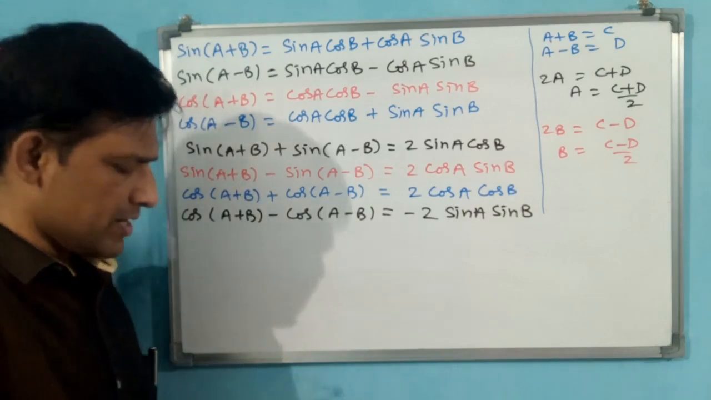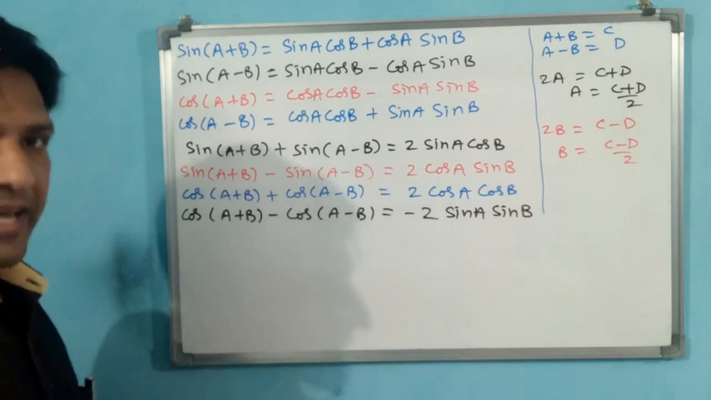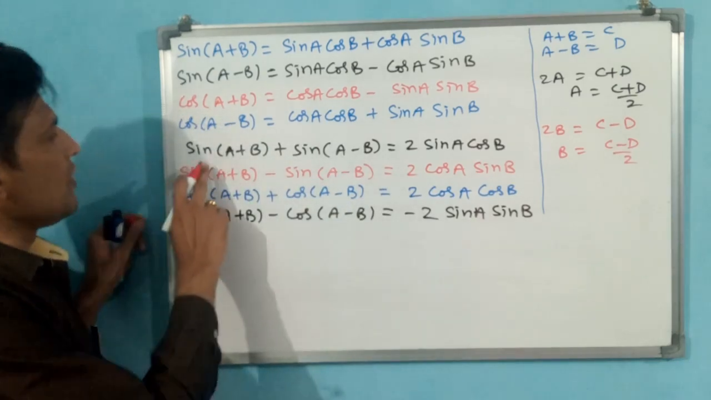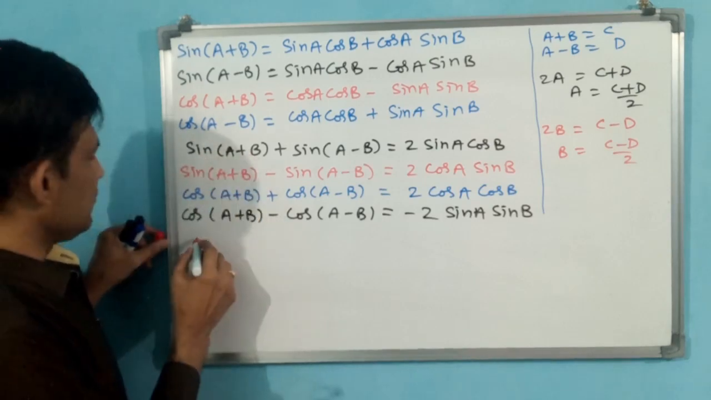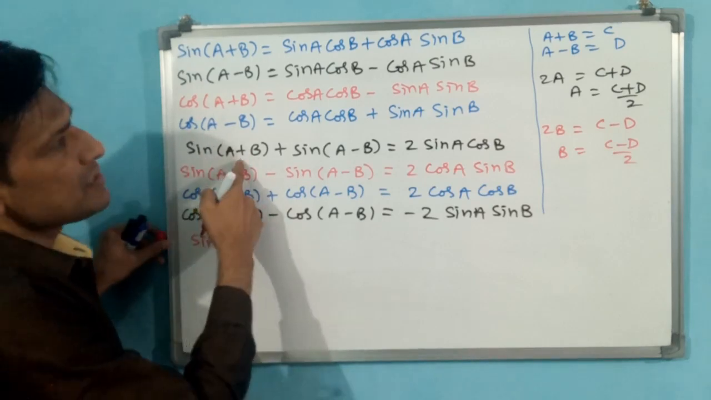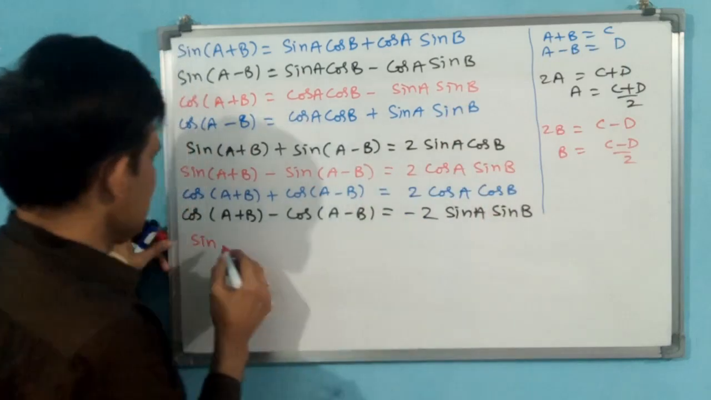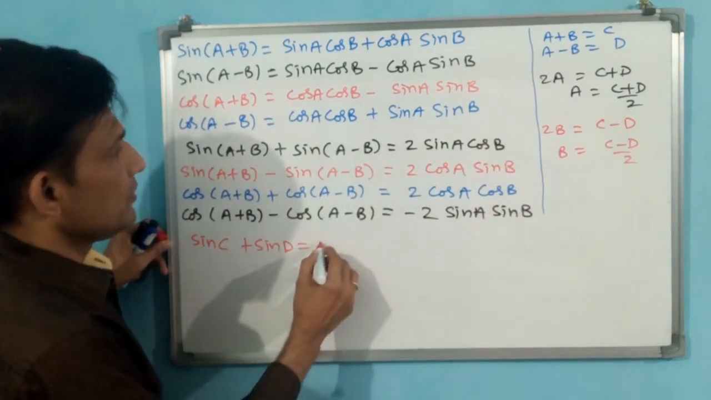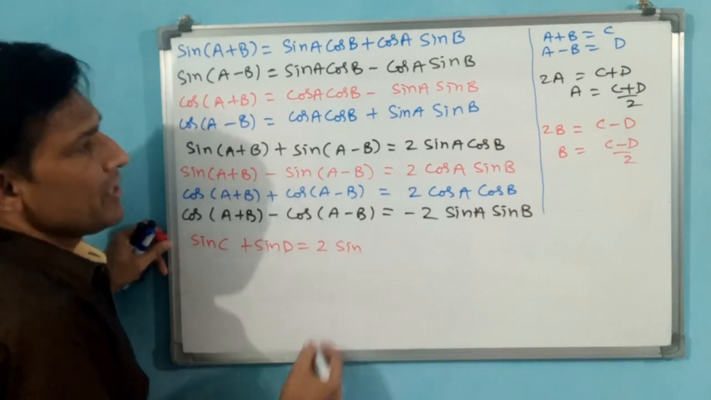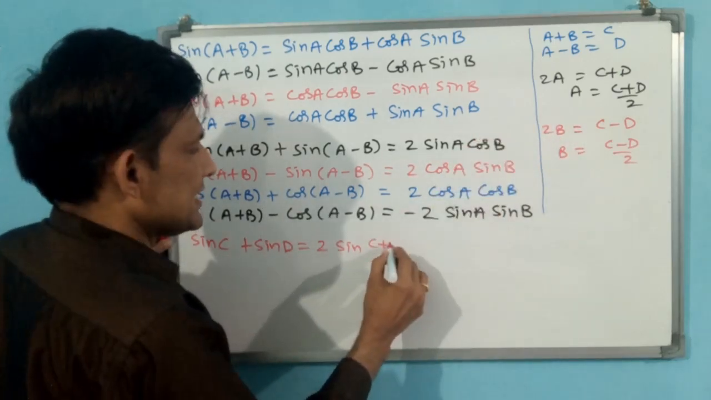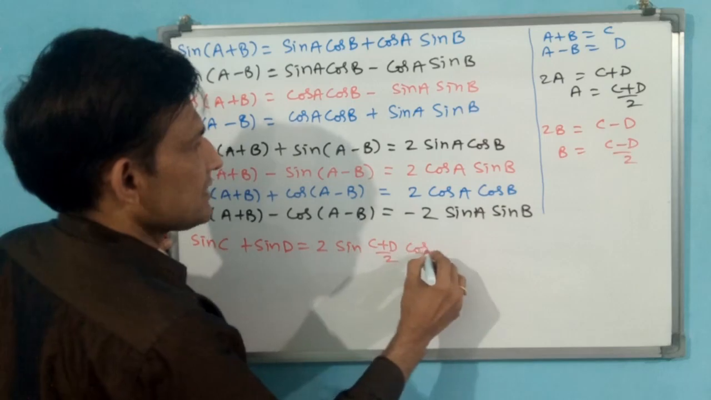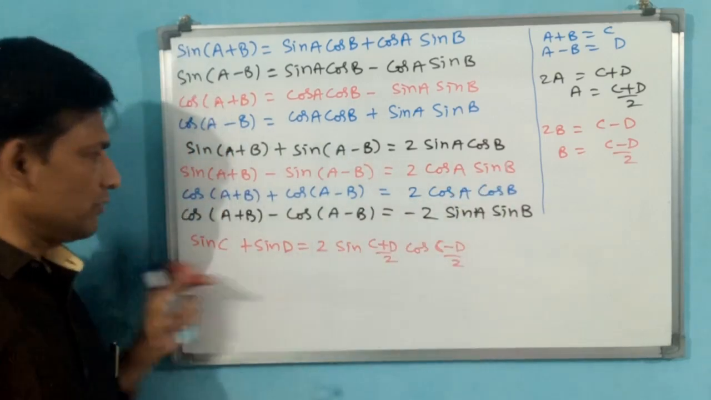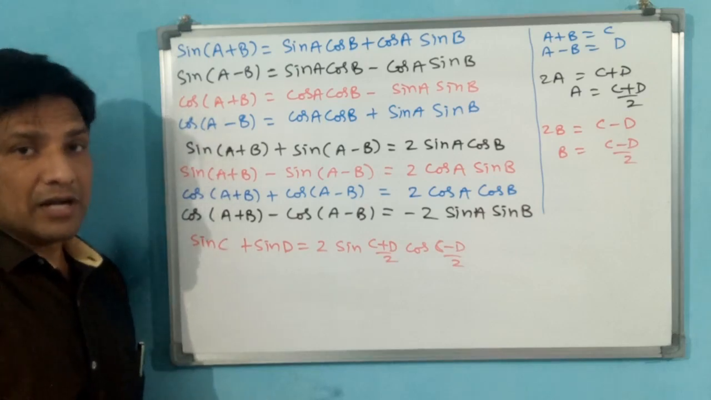Like that we can convert, and another formula we can derive. Derive means we are changing or converting. You see now what I am writing. Sin of a plus b, I can write as c. Sin c plus sin d is equal to 2 sin of a, which is (c plus d) by 2, cos of b, which is (c minus d) by 2. Like this also you can draw.